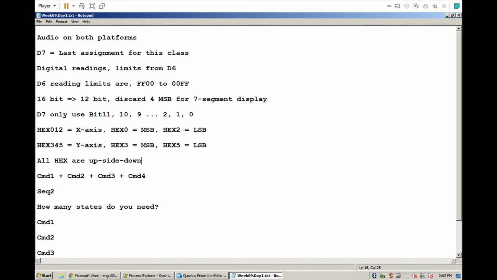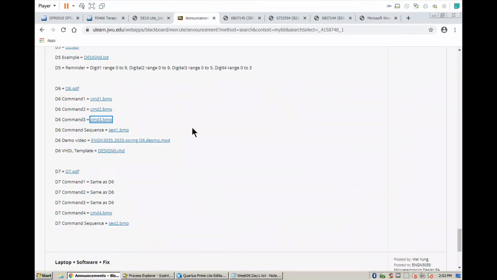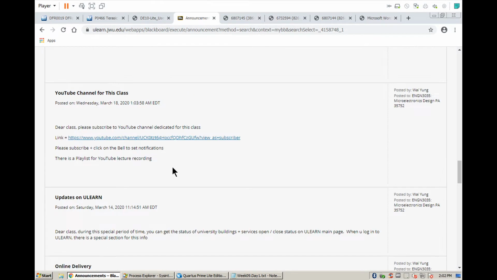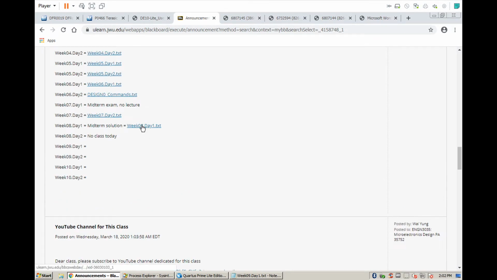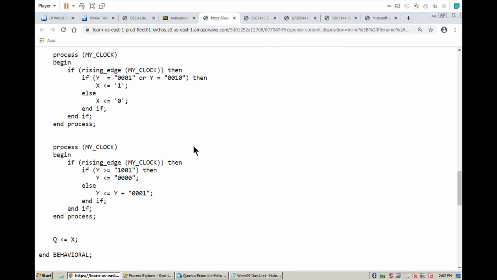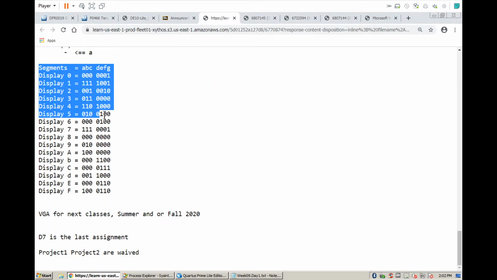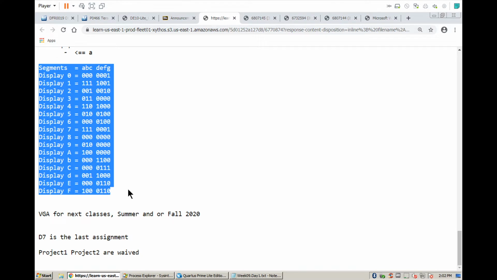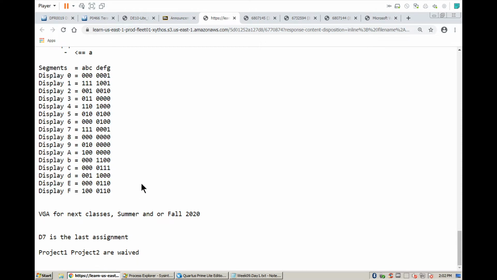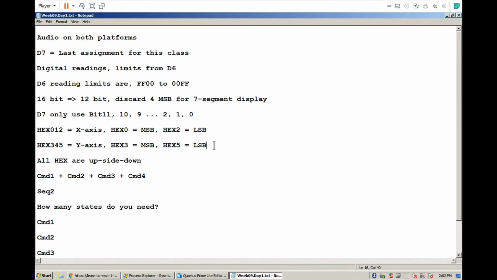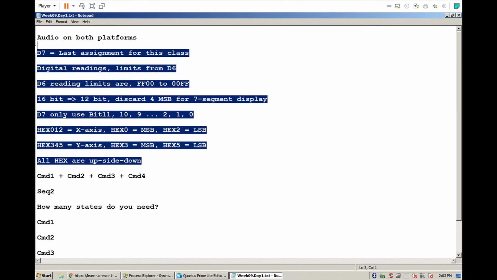That means you need to use the values which I gave you in a previous week to display the zeros to the Fs. So you go to ULearn, you look at the lecture. This is what we're talking about. This is the upside down version of displaying 0 through F on a seven-segment display. If you use your D2, it's not going to work. Everything is upside down. You have to use these values. So far, any questions?